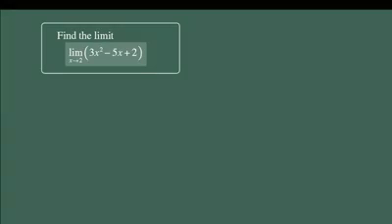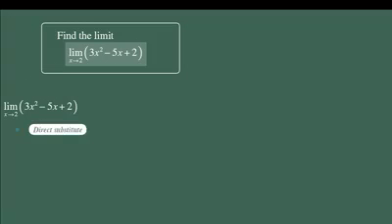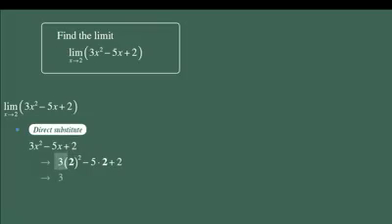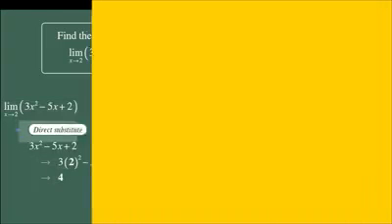Using direct substitution. Here is the same example. We will just substitute the value of x into the equation. After we substitute, 3x squared minus 5x plus 2 becomes 3 times 2 raised to 2 minus 5 times 2 plus 2 equals 12 minus 10 plus 2 equals 4. So f of x is equal to 4.